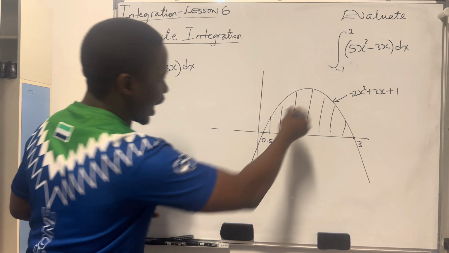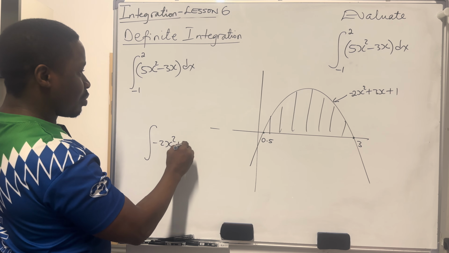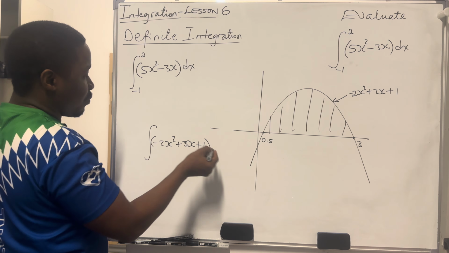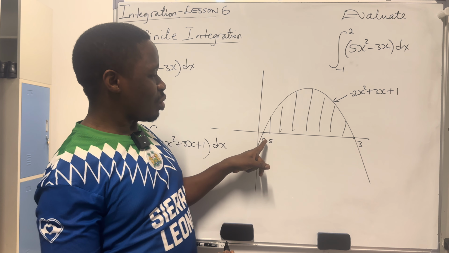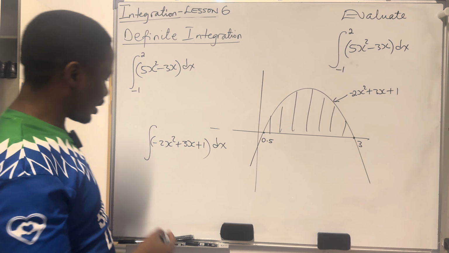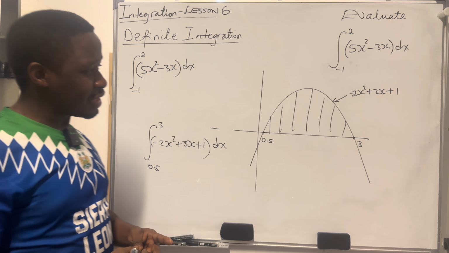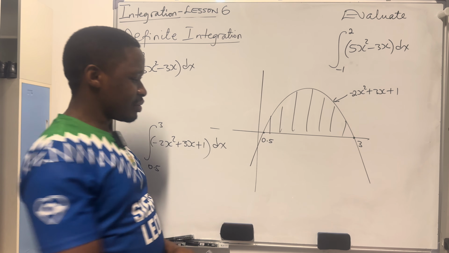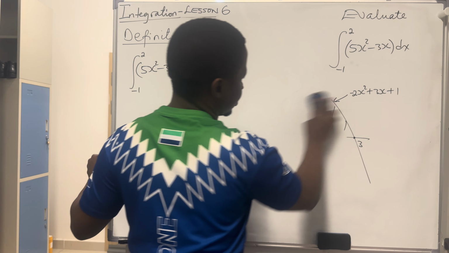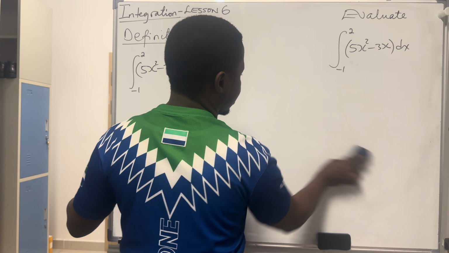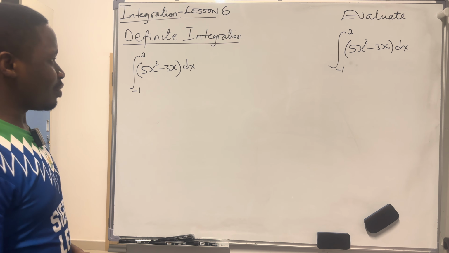So like this one, the area will be minus 2x squared plus 3x plus 1, and the function is in x. But what are the limits? It starts from 0.5 and it ends where? At 3. So this is what this one is all about. So we want to find the integral, we want to evaluate this one.